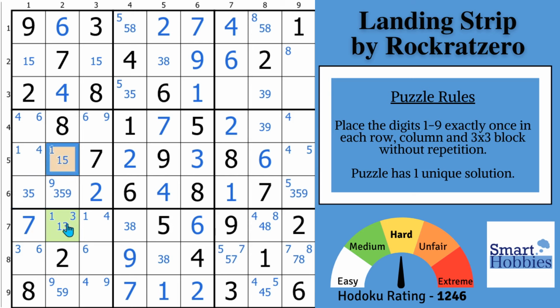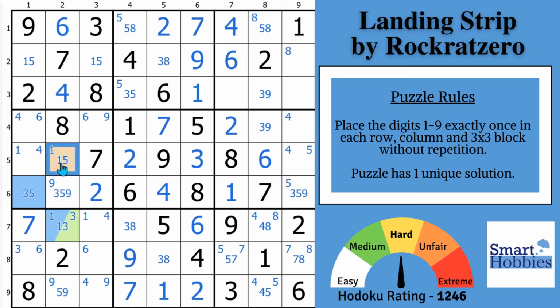You have a 1, 5 right there. You have a 1, 3 right here. And you have a 3, 5 right there. So you have all 3 paired possibilities of the digits 1, 3, and 5. One of the cells of 1, 5 sees the other 2.